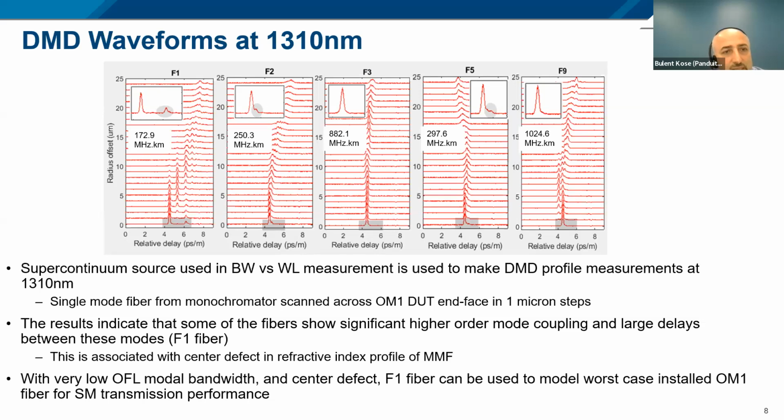So in this slide, I see a little more detail on some of these fibers. What we've done is a measurement similar to a DMD measure. It's basically a differential mode delay measurement, and this is done at 1310. We're able to do this using our supercontinuum source again, set at 1310 nanometer using the monochromator.